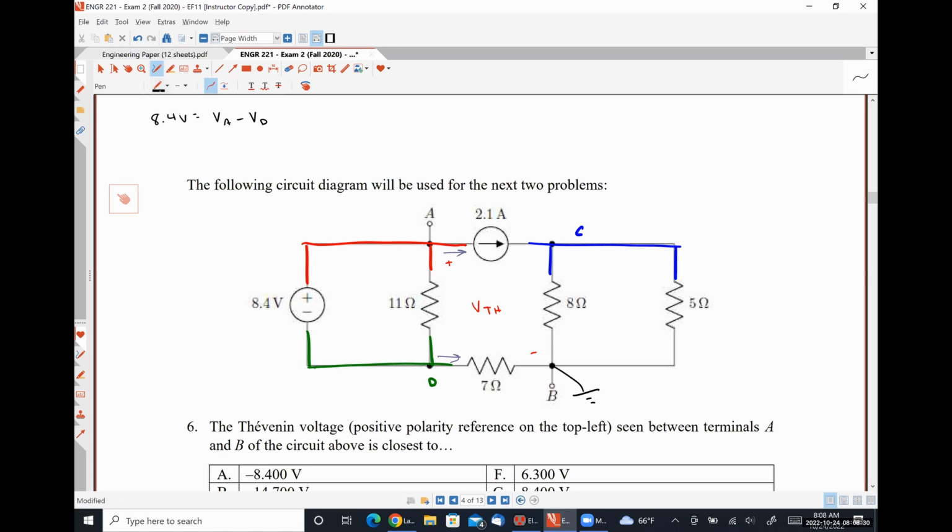So my KCL expression for supernode AD is going to be 2.1 amps plus VD over 7 ohms is equal to 0. Solve this system for VA, and VA is VTH. Next question.